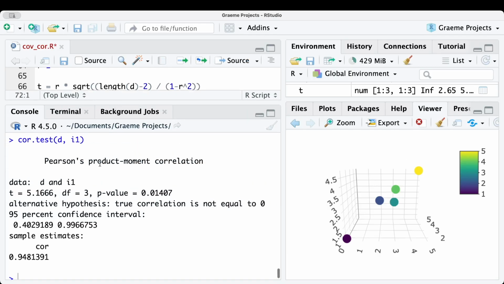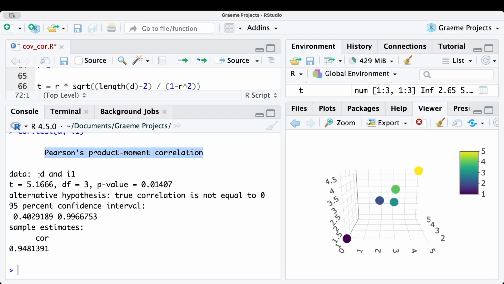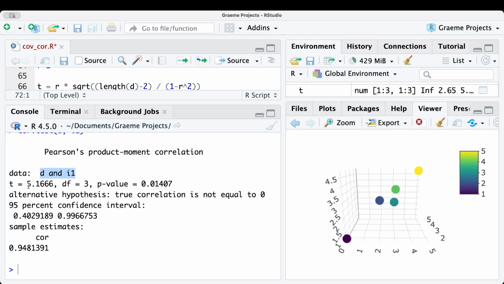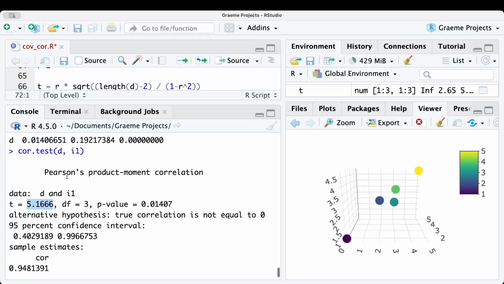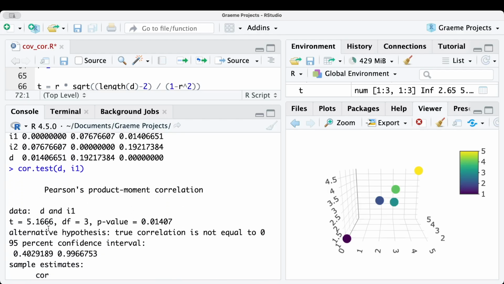explanation of it. So here we ran cor.test, and we're looking at the correlation between D and I1. So this is Pearson's product-moment correlation, data D and I1, and it gives us our t value, as we can see up here. We calculated that here, and it's the same here. Degrees of freedom are 3, that's the length of D minus 2, our sample size minus 2.